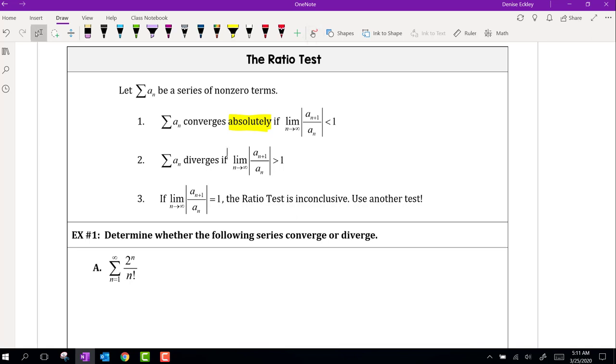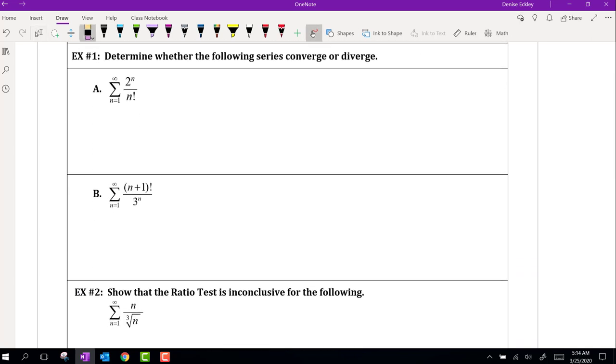So let's go through and do a couple of examples of this. Letter A, we have the summation from n equals 1 to infinity of 2 to the n over n factorial. This is a great one to use the ratio test because it's a complicated series and it has two things that make it complicated and that are good for the ratio test: an exponential and also a factorial. So to start, I'm going to go ahead and write out my two terms, my a sub n.